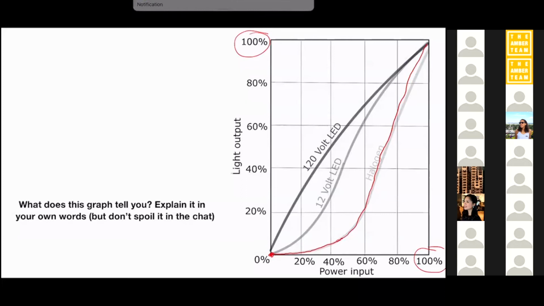Now with LEDs, it says we have 2 different flavors of LEDs. We have 120 volt, which does something like this, and we have 12 volt, which does something like this. Now, why would we need 2 different flavors of LEDs? Why do we need a 120 volt version and a 12-volt version? Or more specifically, when would you use one versus the other? Go ahead and put your answer in the chat.